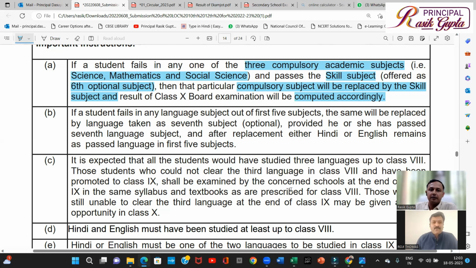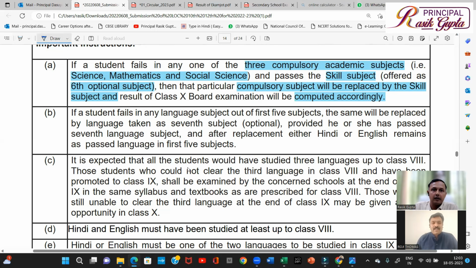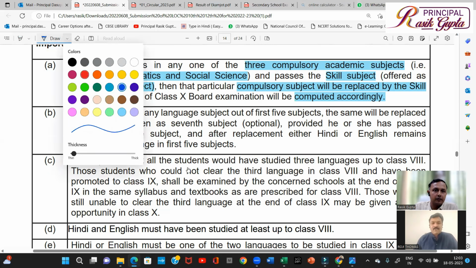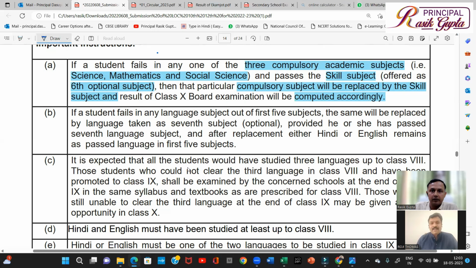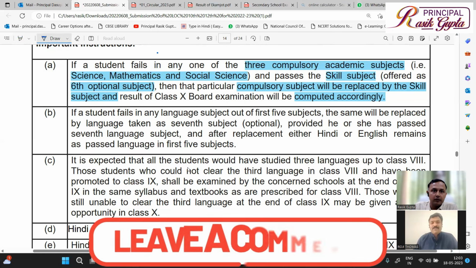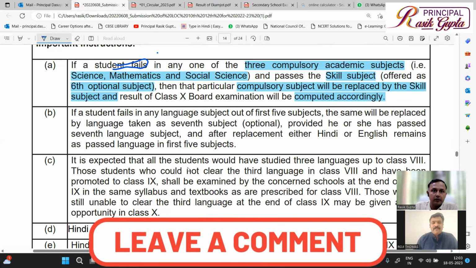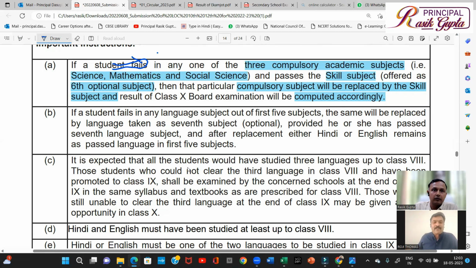Whenever we get circulars, we have to go word by word. There are so many meanings hidden in the words. So here it is written very clearly, if a student fails. So in that case, logically, we can replace only if the student fails. And we need not replace; it is written very clearly that it will be computed accordingly. It will be computed by the CBSE system itself. Absolutely right. We need not replace any subject.